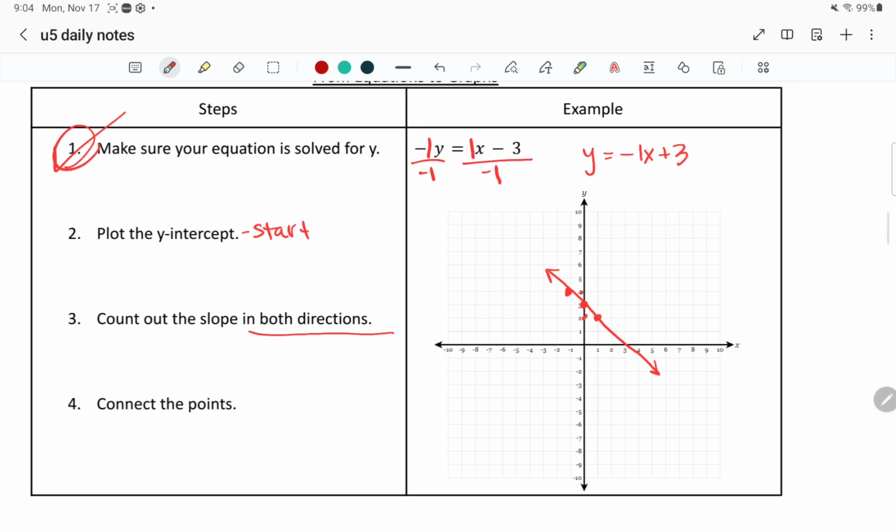And then step 4 is connecting the points. 2 points make a line, so you probably won't have to make 3 points every time. But I just want you to see what it looks like when we go left instead of right.